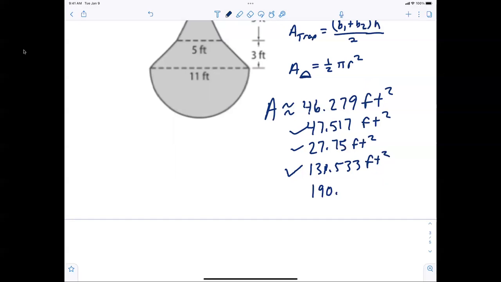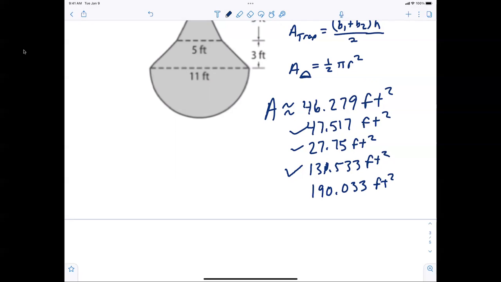190 point what? 033. Okay. Anybody else want to tell me theirs? Mikey, did you get something yet? No, it's still working. Girls up front, don't be shy. What did y'all get? Maggie, did you get something yet? Yeah, I got 131.52. Okay, so wow, we got a couple answers the same.